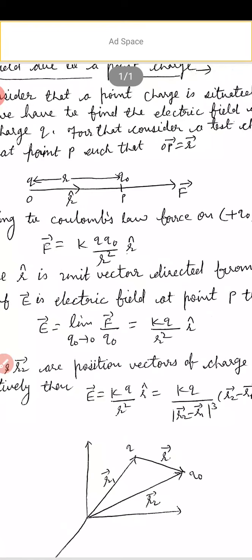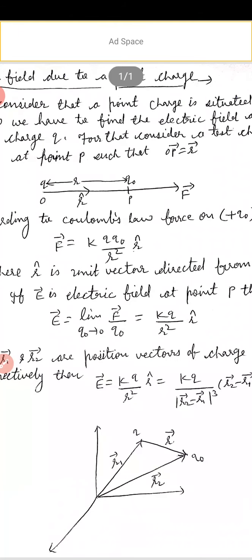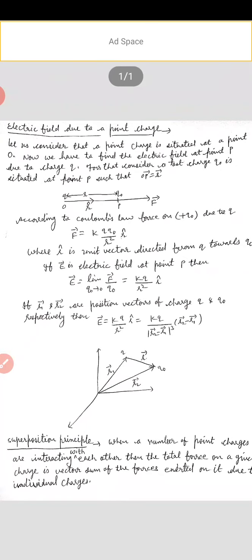This is the diagram, and here it is clear that at point O, point charge Q is situated, and we have to find out the electric field at point P, and here a test charge Q naught is placed, and the distance between point charge and test charge is equal to R.